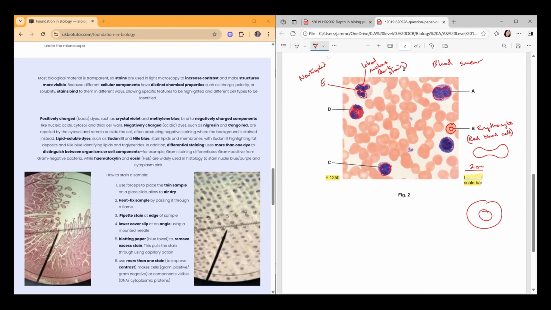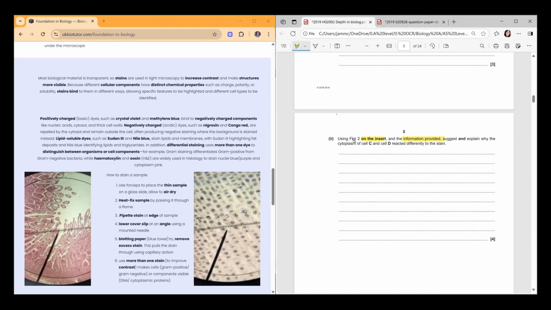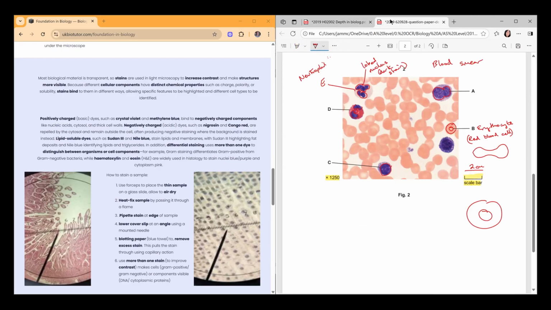Now, going back to the question, it specifically asks about cells C and D. So therefore, I need to make sure that I'm not talking about A. So I'm only talking about C and D. And what's the difference? Well, the difference is this one actually does have a dark color to it, which is a purpley color. And this one has got a red color to it.